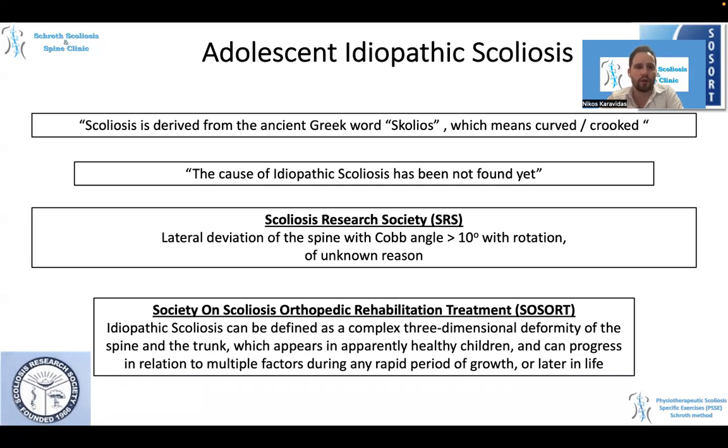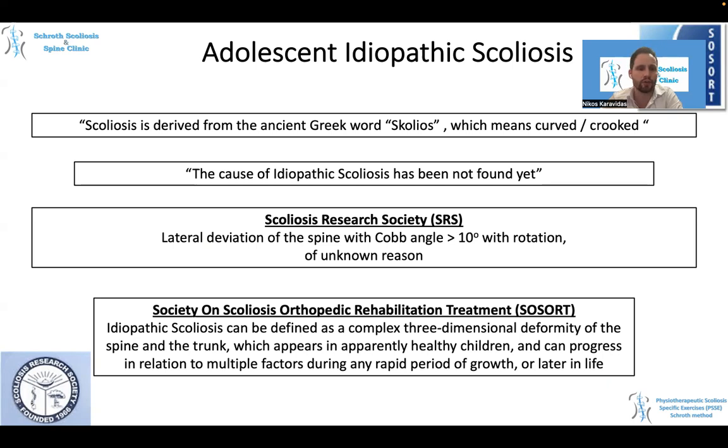The definition of scoliosis, according to the Scoliosis Research Society, is mostly radiological, and it is defined as a lateral deviation of the spine with Cobb angle more than 10 degrees with rotation of unknown reason. The SOSORT, the Society on Scoliosis, Orthopedic and Rehabilitation Treatment, which is working for the non-operative treatment of scoliosis, gives a definition which is a little bit more complete and not only based on radiological terms.